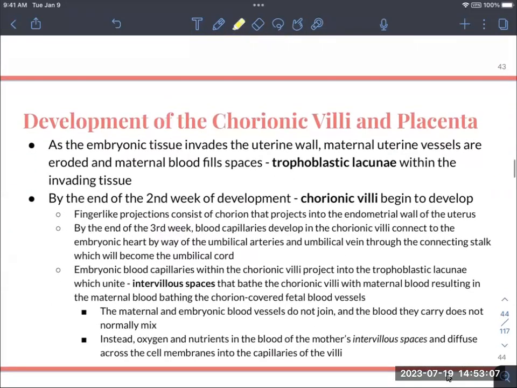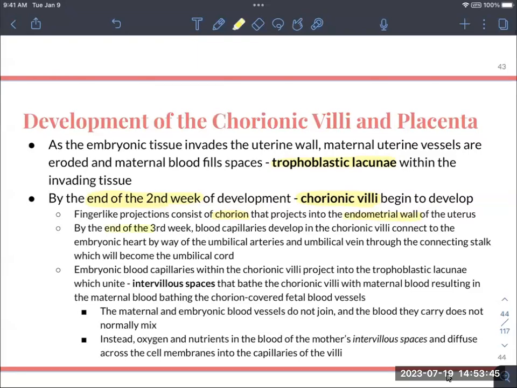As these embryonic tissues are going through this uterine wall, these vessels in the uterus start to kind of erode. The mother's blood starts to fill into places. This is the trophoblastic lacunae. So by the end of the 2nd week, we have chorionic villi that'll begin to develop. Villi are these finger-like projections, and this is going to be of that chorion, and it's going to develop into that endometrial wall of the uterus.